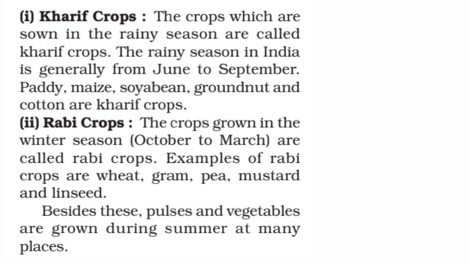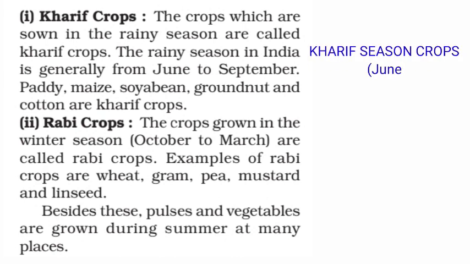Now let us know KHARIF crops. What is KHARIF crops? The crops which are sown in the rainy season are called KHARIF crops. The rainy season in India is generally from June to September. It is nothing but monsoon season. We say that monsoon season.